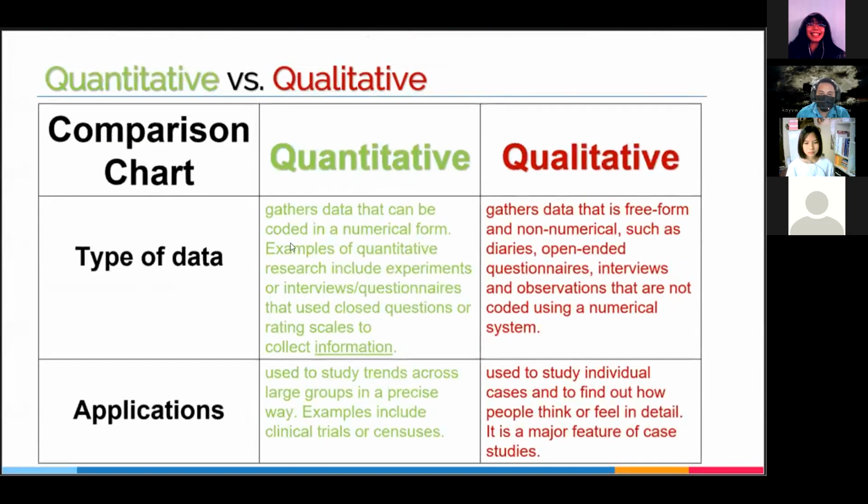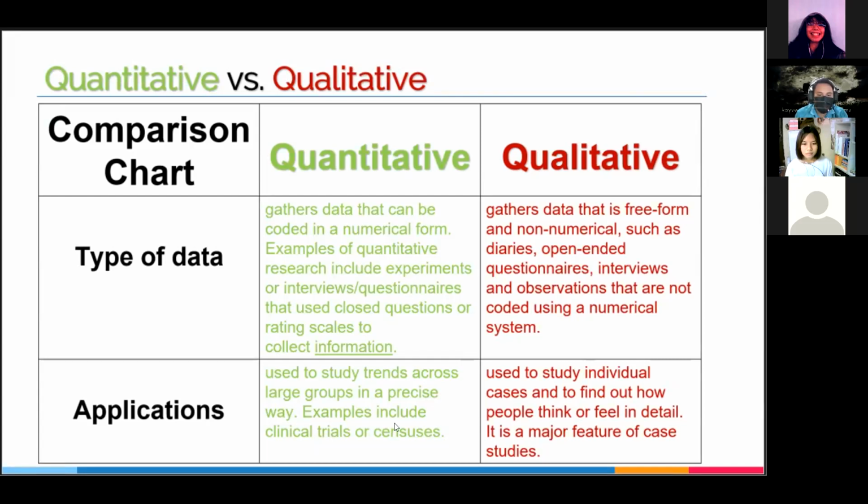Next, comparison pa rin, type of data. Okay, ganun pa rin when we say type of data, quantitative gathers data that can be coded in numerical form. Dito naman, gather data that is free-form or non-numerical, such as diaries, open-ended questionnaires, interviews, and so on and so forth.